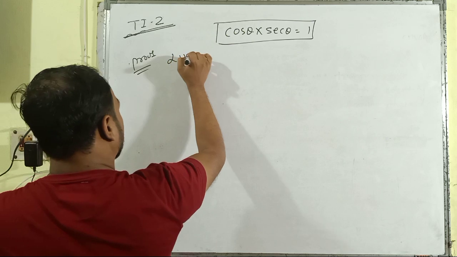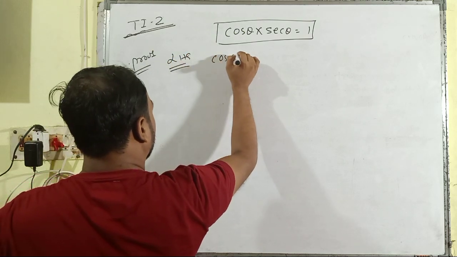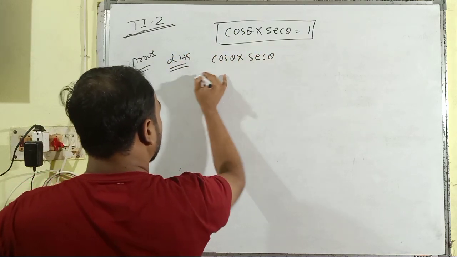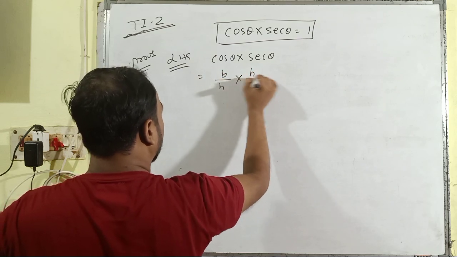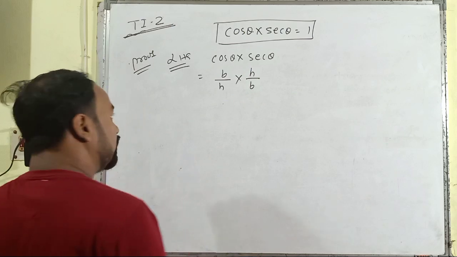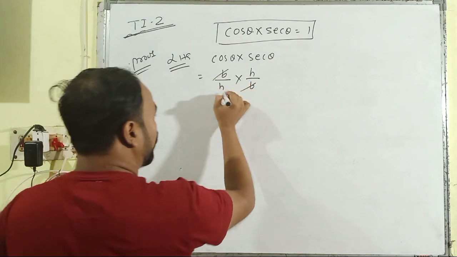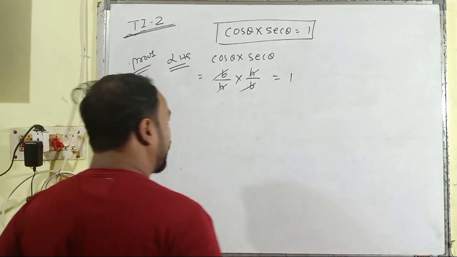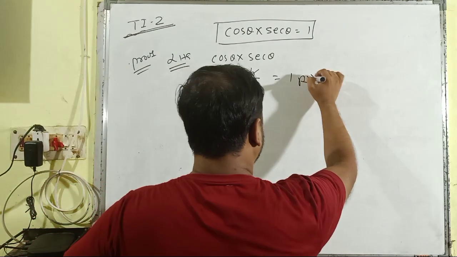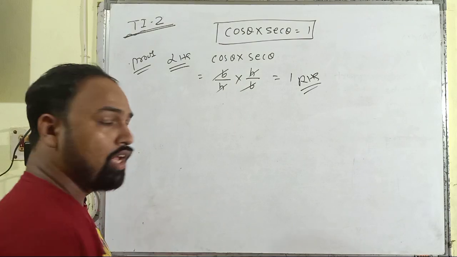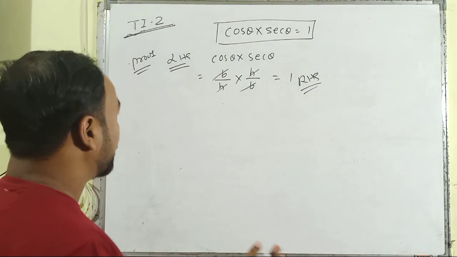Taking the left hand side part, that means the multiplication of cos theta with sec theta, cos theta is equal to b by h and sec theta is equal to h by b. Then cancelling both b and h from the numerator and denominator, we are getting the right hand side as 1, which was the required part for the trigonometric identity 2, and here it has been proved.